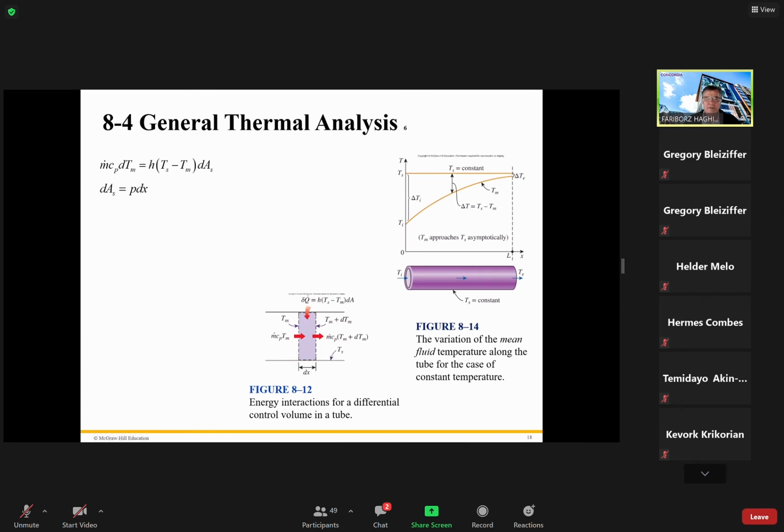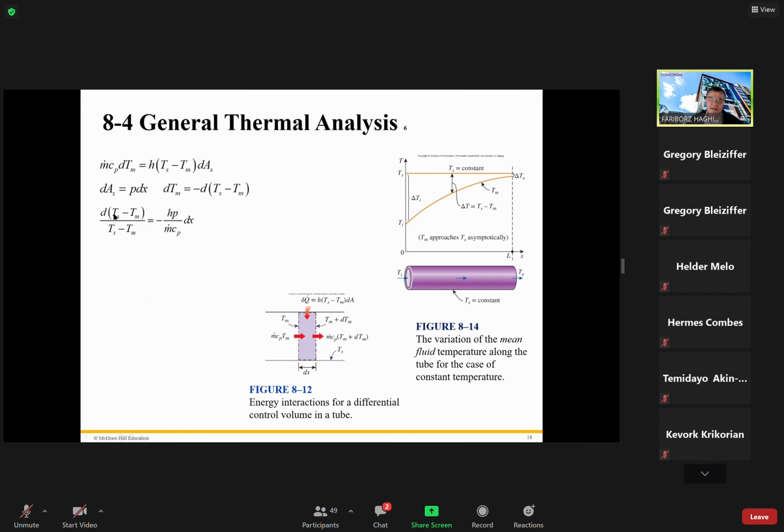Therefore, I can simplify here the dA. What that means is the surface area that we have times the delta x. Therefore, this is the perimeter of the pipe, P, times dx. Again, you can see that we are talking about a circular pipe here. And I replace them here also, so I can find this expression right here.